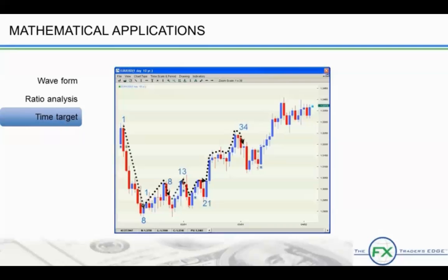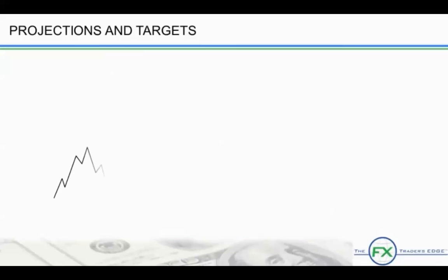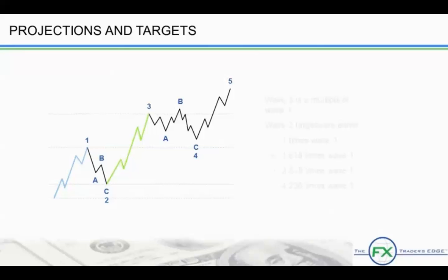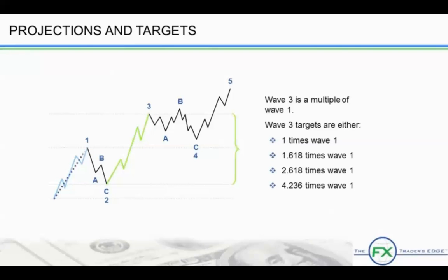The ideal situation occurs when waveform, ratio analysis, and time targets come together. This is a very powerful combination of targeting tools. Now we are going to apply Fibonacci ratio analysis to calculate impulse wave targets. This is where the golden ratio, 0.618, its inverse, 1.618, and the ratio found between alternate Fibonacci numbers, 2.618, come into play. We don't have too much to say about wave 1, other than it is used to target wave 3.